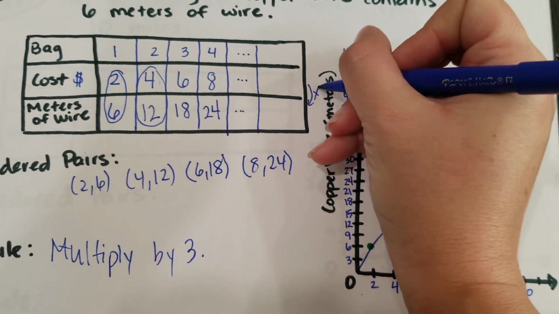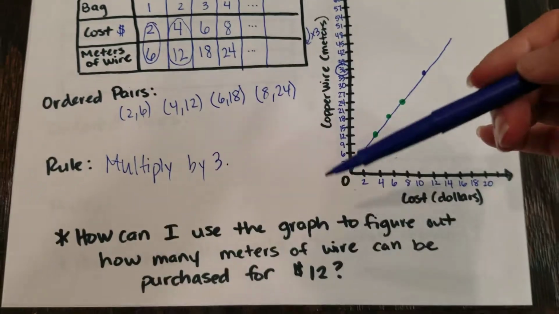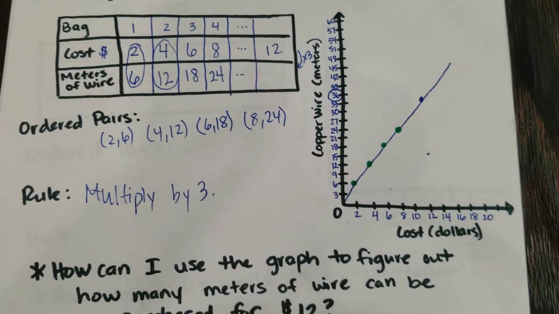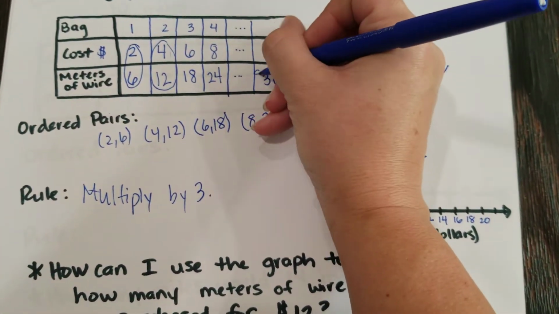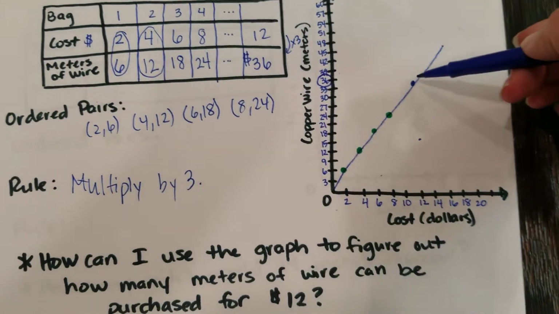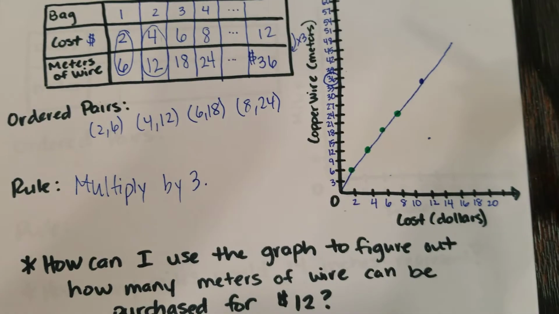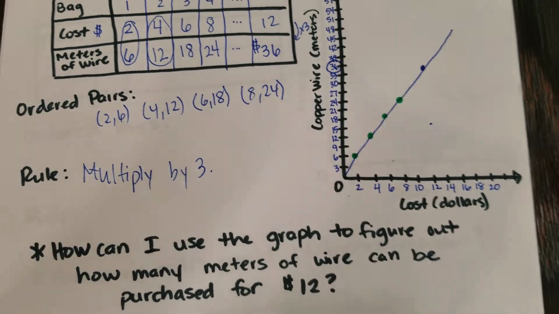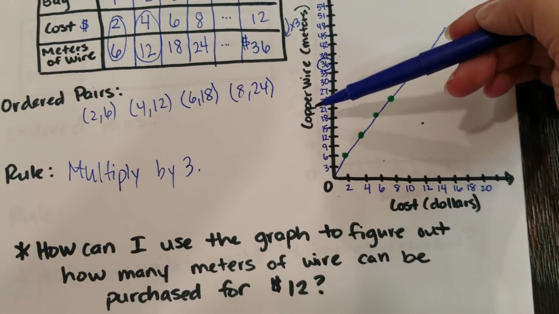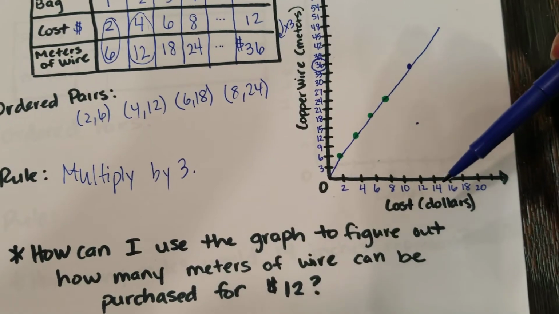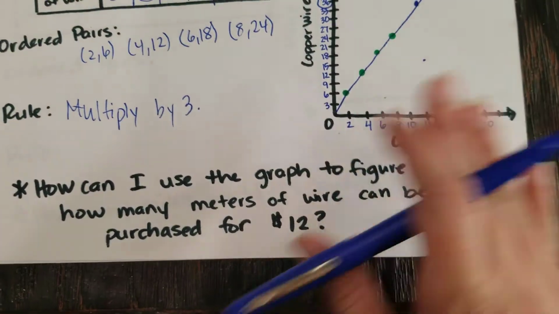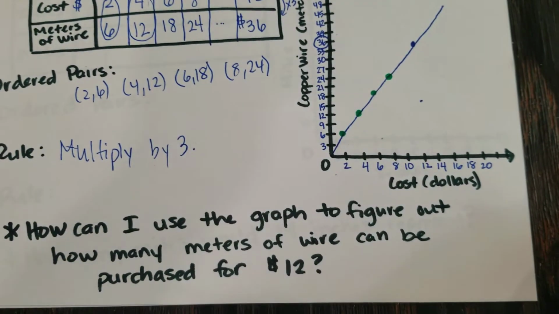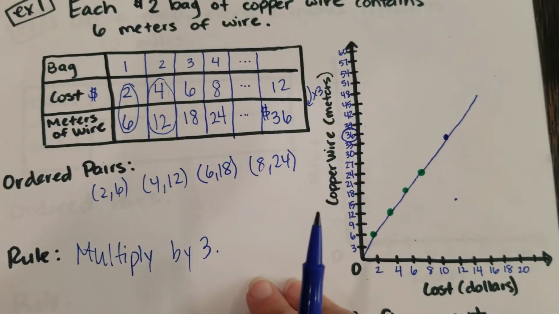So times 3. Okay, and our question said for $12, so we're going to put 12 here in the cost. We times it by 3, and what is 12 times 3? It is 36, so it's going to cost 36. So my table was right. My graph was right. So it's 36 meters of wire, not dollars, I'm sorry, is what he would get for $12, okay? And I used my graph by going over to the 12, going straight up, and then looking across. All right? All right, let's do one more.